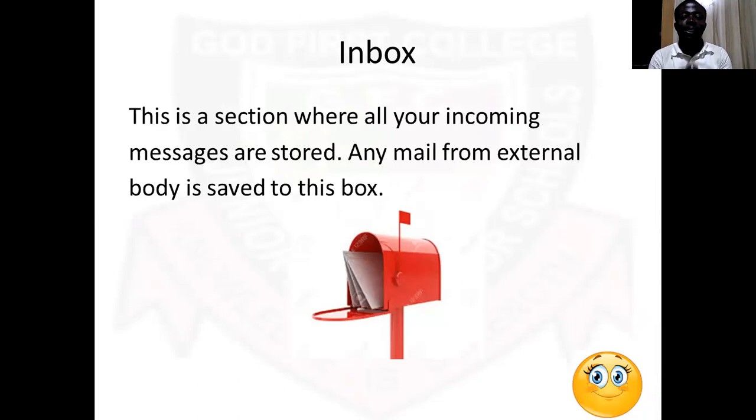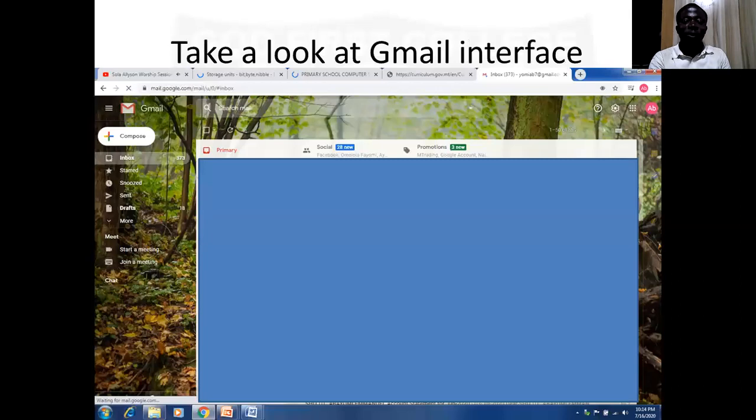Inbox. This is a section where all your incoming messages are stored. Any mail from an external body is saved to this box. What this is trying to say is that, as a user of Gmail or whatever mail, whenever you put out your mail for people to send information to you, you don't start looking for where the information is saved. All you need to do is go to your inbox, click on this command here, inbox. Can you see my mouse pointer here? Just left click on it once. It's going to display a list of messages that are delivered to your box. You understand?